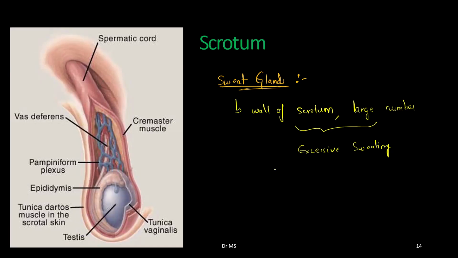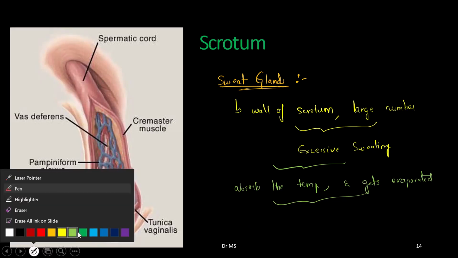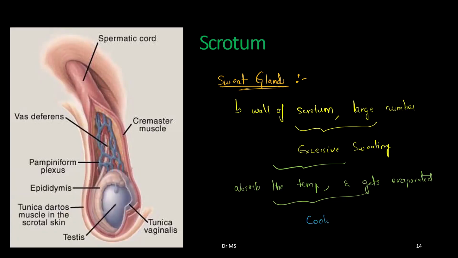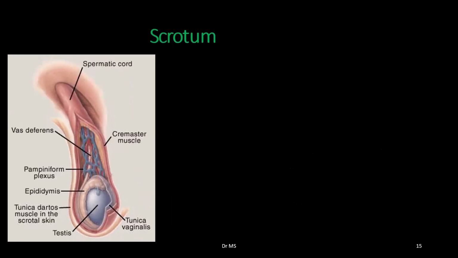So remember, this excessive sweating will absorb the heat, absorb the temperature, and get evaporated. This mechanism provides the cooling effect. That's how the sweat glands are helpful for maintaining the temperature. The next one is the dartos and cremaster muscle.